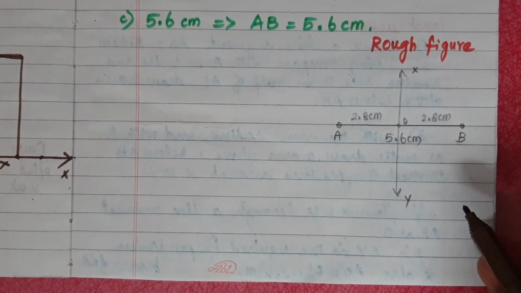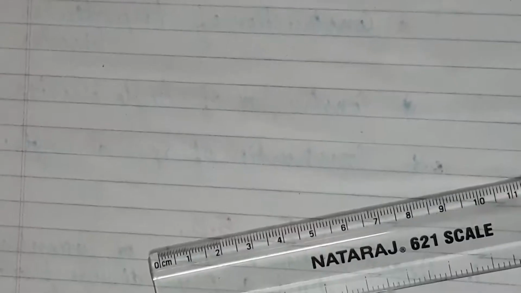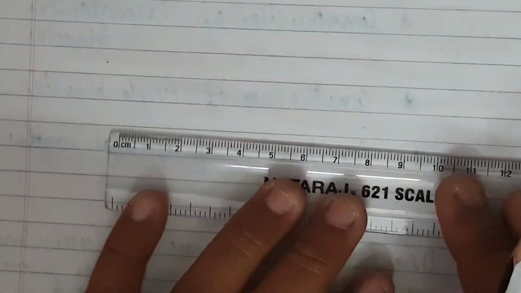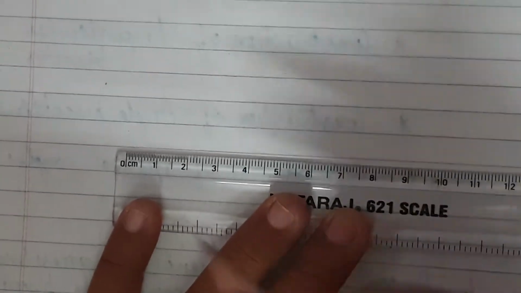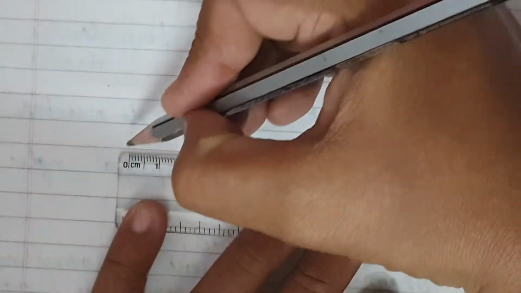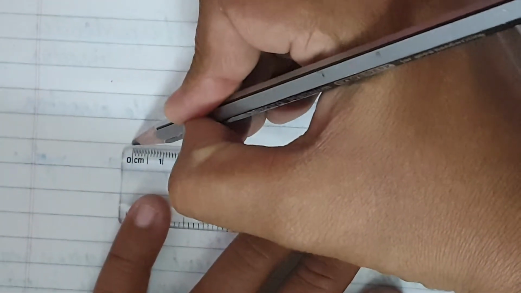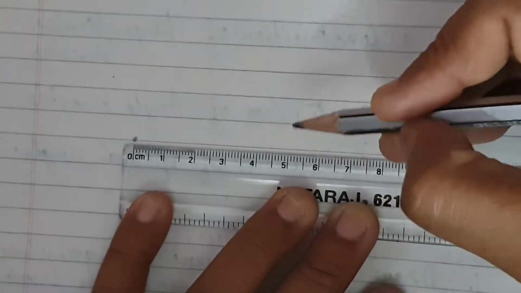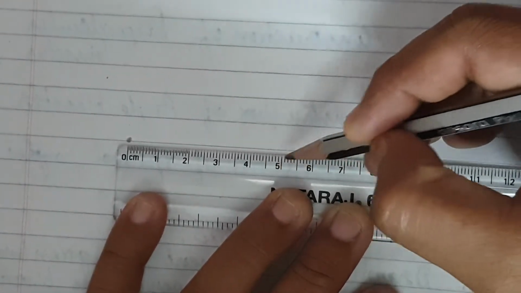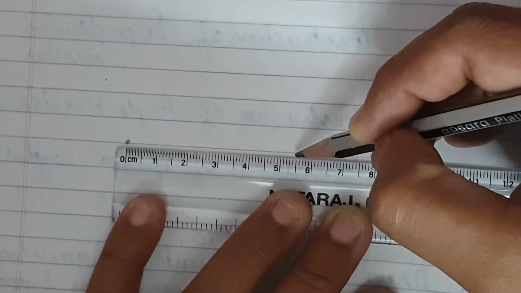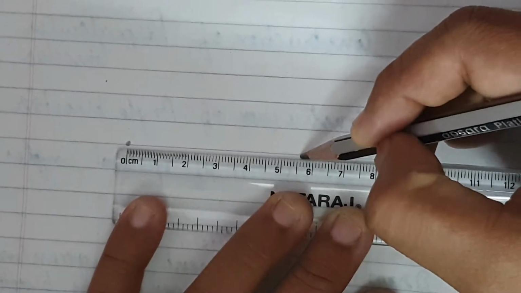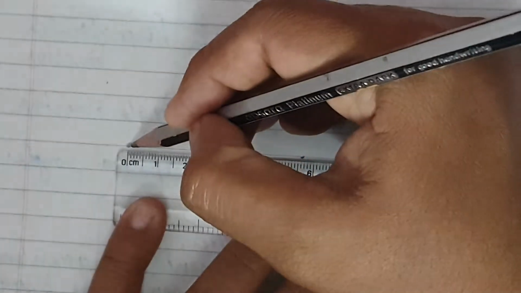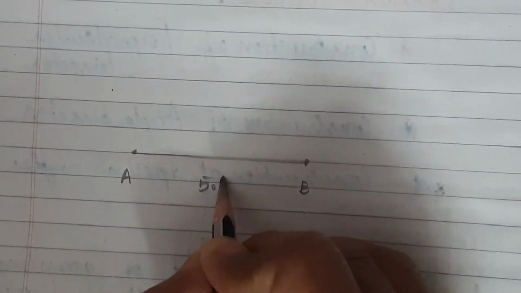Now I am going to construct the main figure. Children, listen, I am going to do 5.6. First I am drawing, I am keeping the point at 0 and exactly 5.6. 5.5, 5.6 is the next small line, correct? Exactly if you keep, you can get the exact answer. So this is 5.6. You mark it as A, B, 5.6.